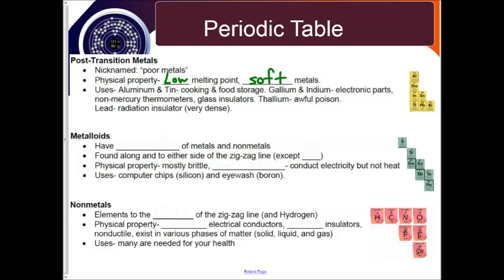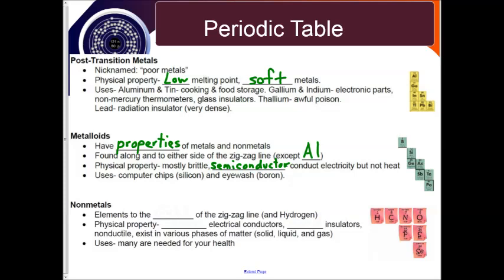Now, metalloids. Metalloids are this area along the zigzag. They have properties of metals and nonmetals. Like I said, they're found on either side, except for aluminum. Aluminum is on that line, but it's not one of them. Now their physical property is they are mostly brittle, but they are semiconductors. That means they can conduct electricity, but not heat. They can only conduct the electricity.